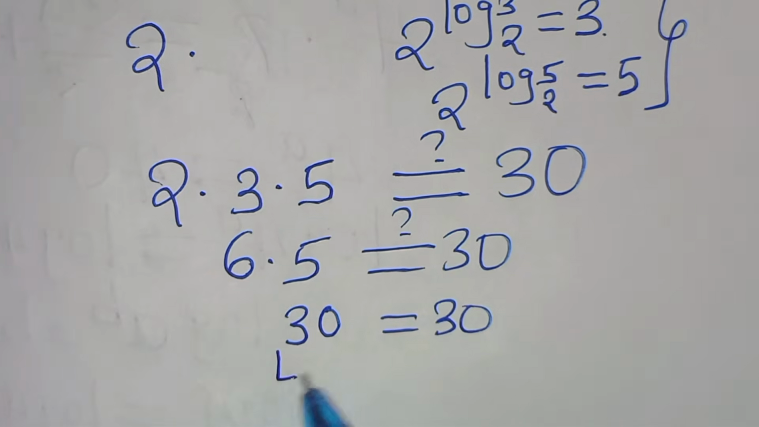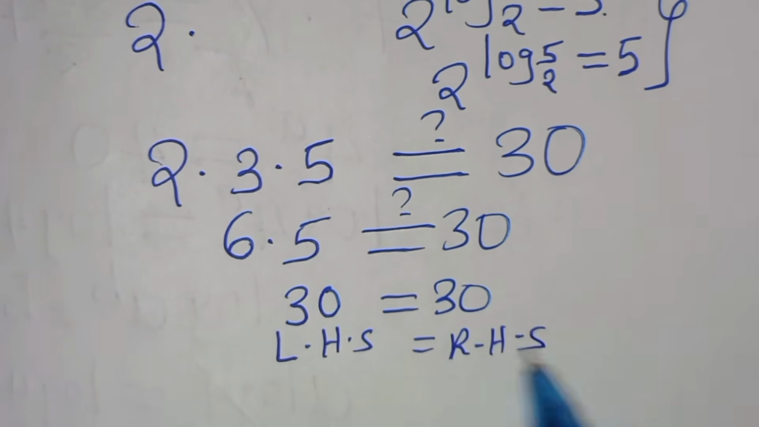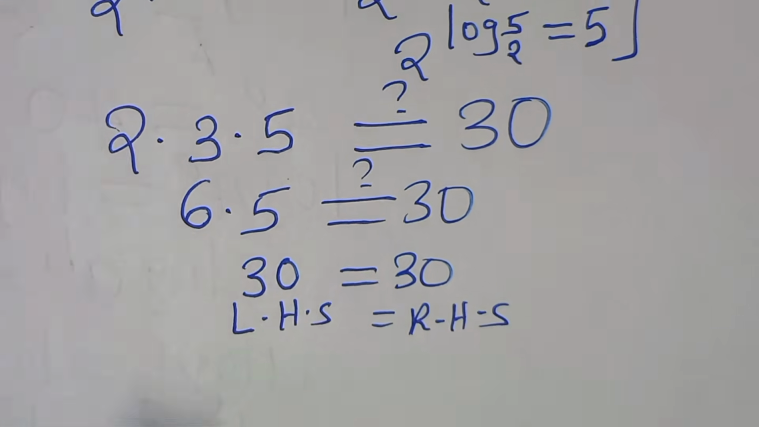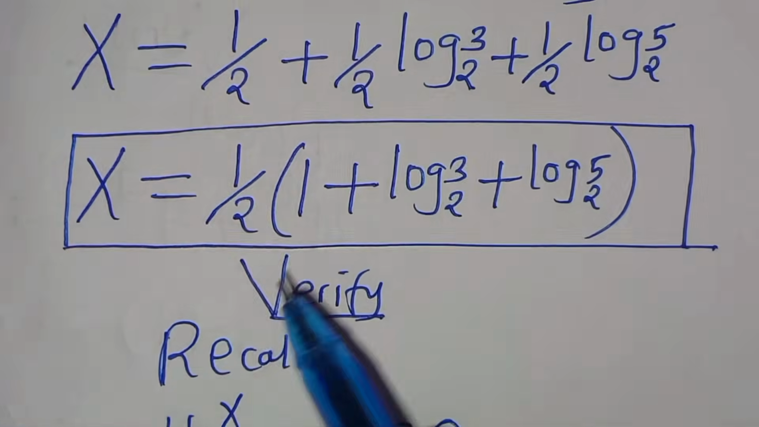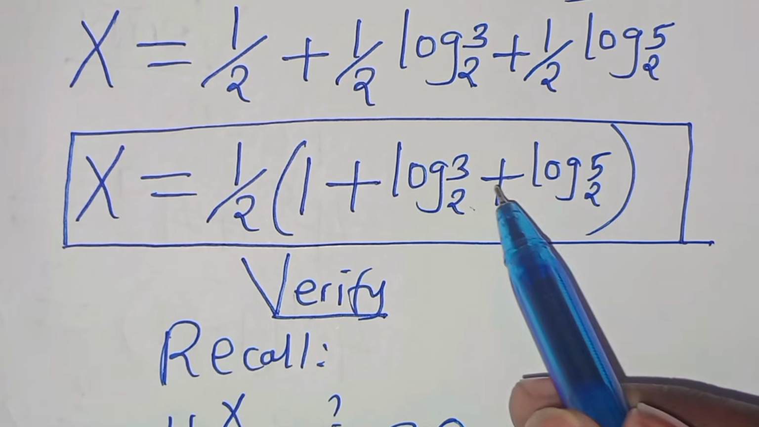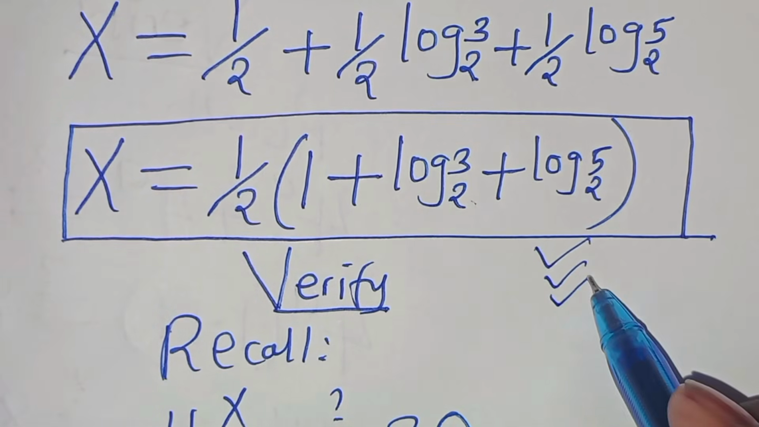So this implies that the left hand side is equal to the right hand side. What this means is that the value of x, which is equal to a half into the parentheses, 1 plus log 3 to base 2 plus log 5 to base 2, actually satisfies the equation.